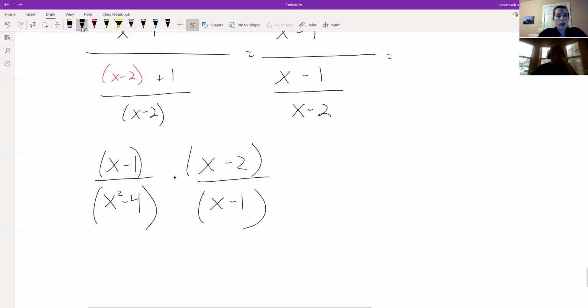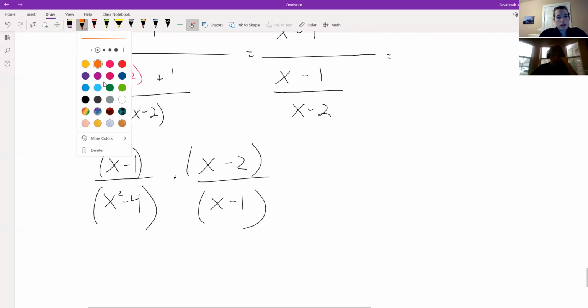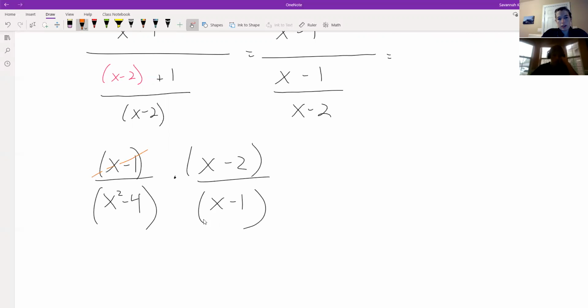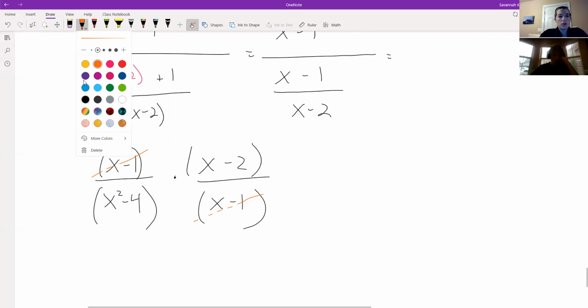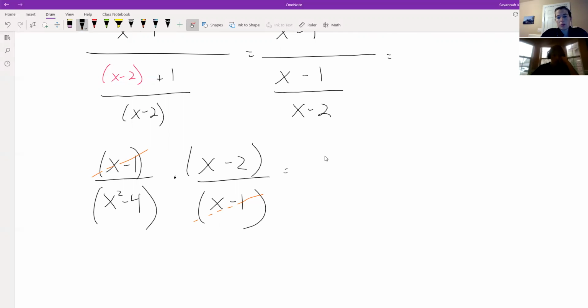You can see right away that this x minus 1 can cancel with that x minus 1. But there's a tricky part in this problem, and honestly, I could have dealt with it way earlier than I did, but I wanted us to just go through a streamlined process there.